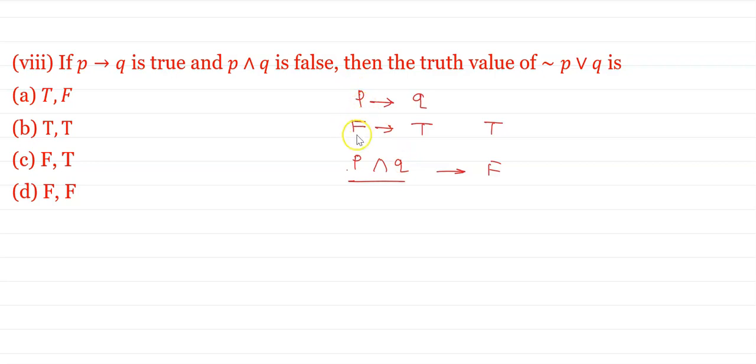As P is F, Q is T, therefore this will become false. So we are taking P as F, Q as T. Then what is the truth value of negation of P or Q? Now the negation of P, if we take P as F and Q as T, then the negation of P is T, or Q means what? Again, it is T, and therefore T or T is equal to T. This is the first case.